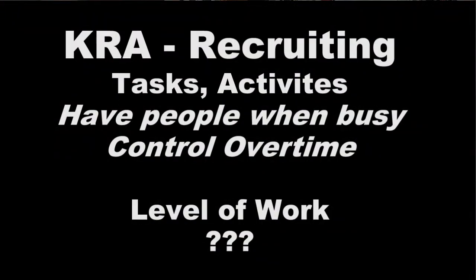The next key result area is the key result area of recruiting. Now you'll notice the tasks and activities are very similar to that of scheduling. We need to have enough people when we're busy, but we also need to control overtime. But it's a completely different key result area requiring a different level of work. Thinking through the sequence, first we have to identify that we're going to need someone else on our staff. Then we're going to place an ad on Craigslist, conduct some interviews, and finally select a candidate.